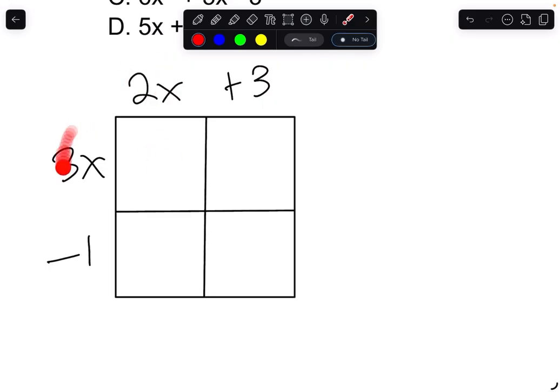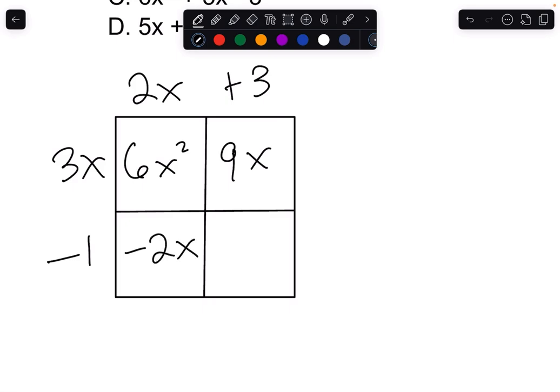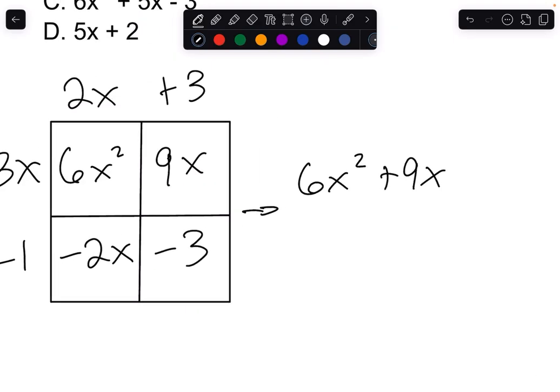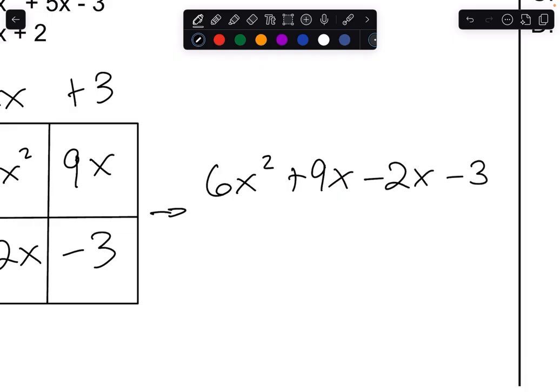This box is 2x and 3x. This one is 3 and 3x. Here we have -1 and 2x and -1 and positive 3. This is still the distributive property, but now it's just organized. That's it. So 2x times 3x is 6x squared. The 2 and the 3 multiply, and the x's multiply. 3 times 3x is just 9x. 2x times -1 is -2x, and -1 times 3 is -3. What I just multiplied was 6x squared plus 9x minus 2x minus 3.